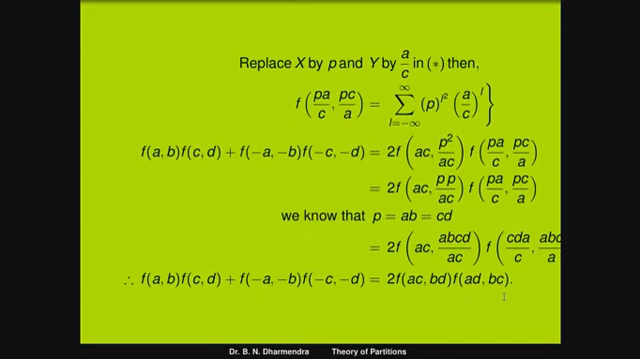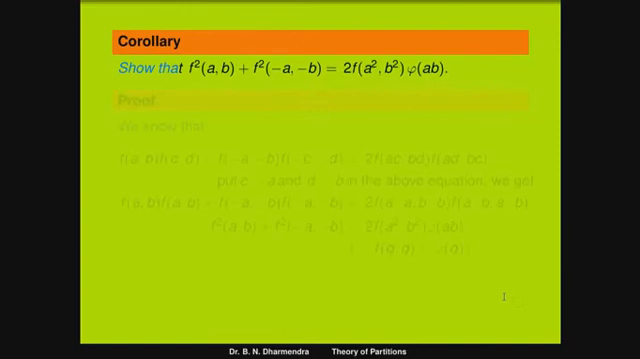By using this one we can deduce another result, that is a corollary. By using this result we can show that f square of a comma b plus f square of minus a comma minus b is equal to 2 times f of a square comma b square into phi of a into b.